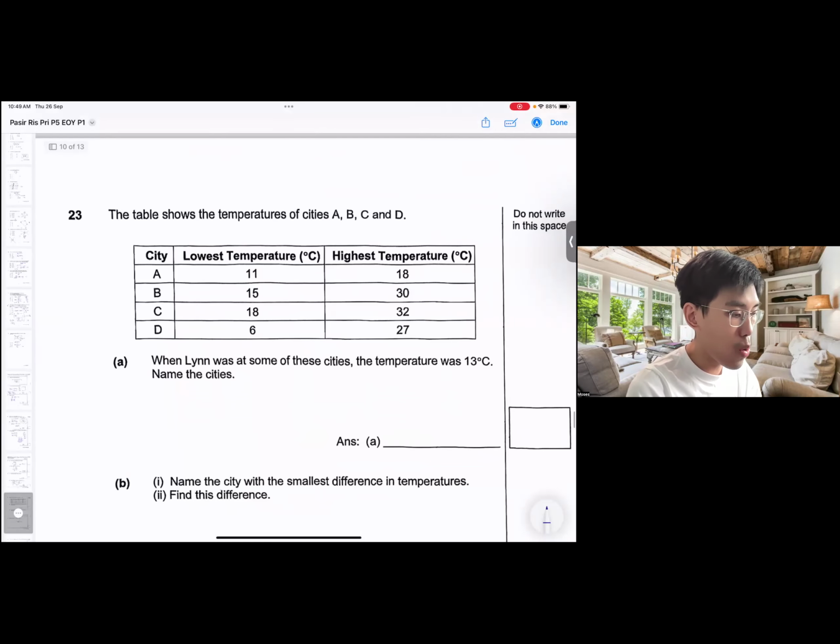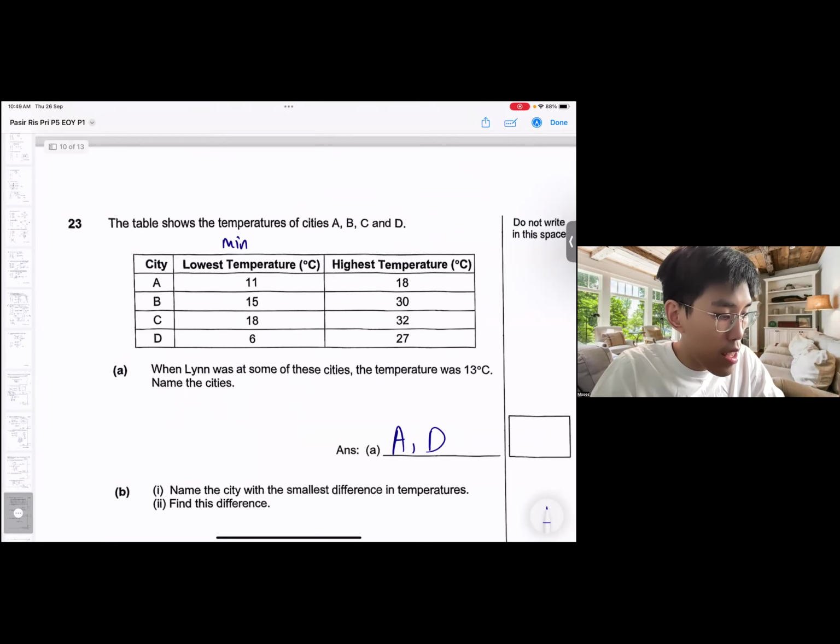Question 23. The lowest temperatures: 11, 15, 8, 6. Highest temperatures: 18, 30, 13, 32, 27. When Lin was at some of the cities, the temperature was 13 degrees. So we need to look at the range of values where 13 is possible. Number one, A is possible. B is not. C is not. D is possible. This one, see the range. Because this one is the minimum value, and this is the maximum value.